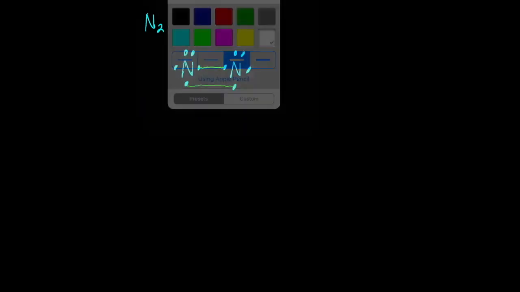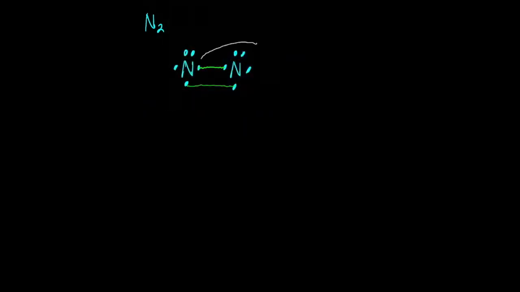Okay, let's count. Now remember, whenever you count, you're counting the shared electrons and all of the leftover unshared electrons on that atom. So that's what we're doing. So 2, 4, 5, 6, 7 electrons. So we're almost there, 7 electrons. Wow. Let's keep going.